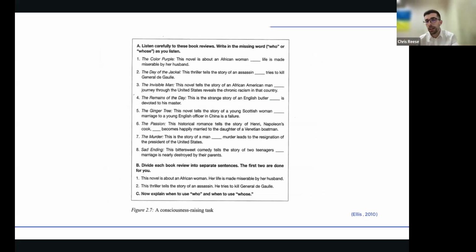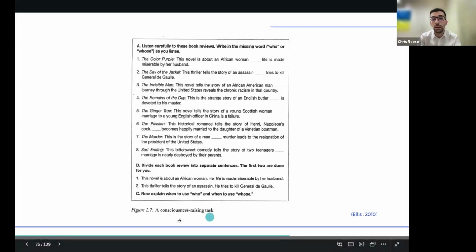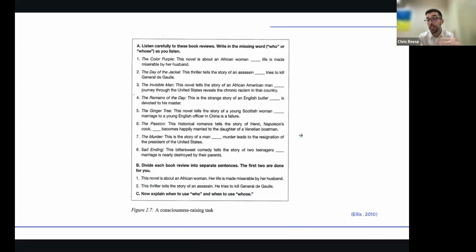Using similarly graded activities, things like a consciousness raising activity. Here you've got several book reviews where the students need to listen and write in the word who and whose. Then they practice uncoupling the sentences and finally think about when do I use who and when do I use whose, helping the students notice the difference. These are all quite graded.